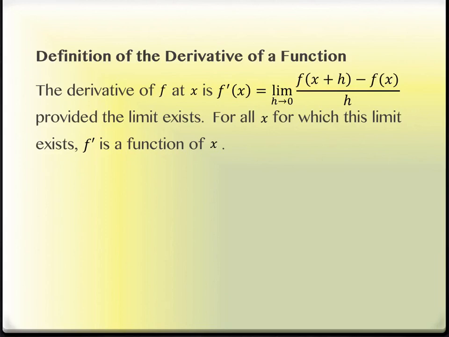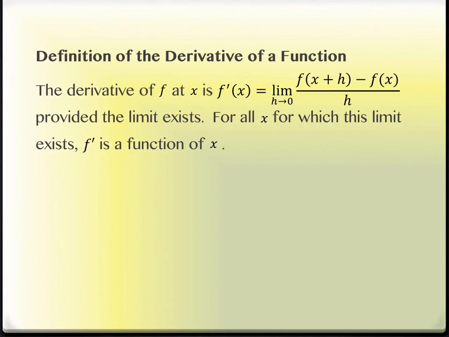I've got that same notation that I talked about before. It's got that prime. I still see that limit as h approaches 0. I still have f of, in this case now instead of c plus h, it's x plus h, minus f of x instead of f of c, and it's still over h. And it tells you at the end that this works for all x for which the limit exists.